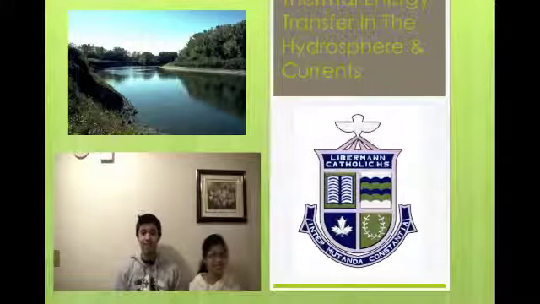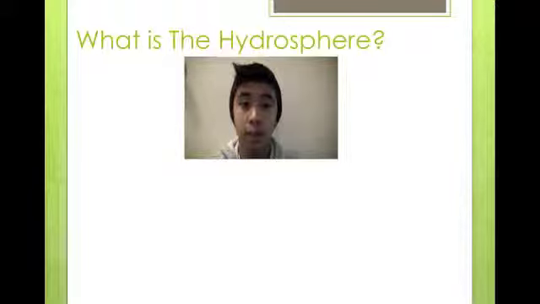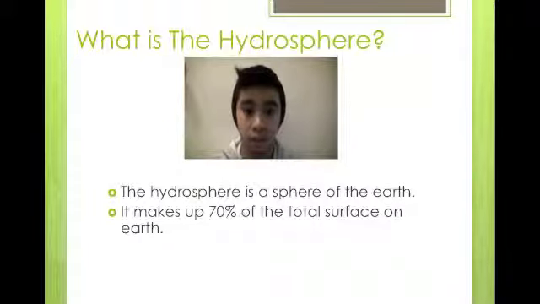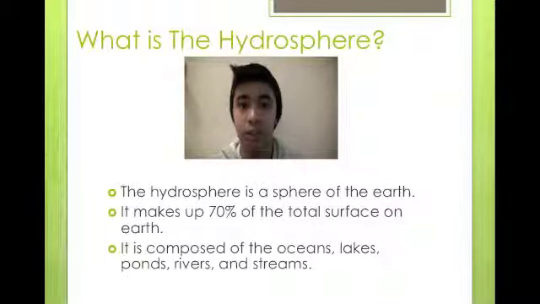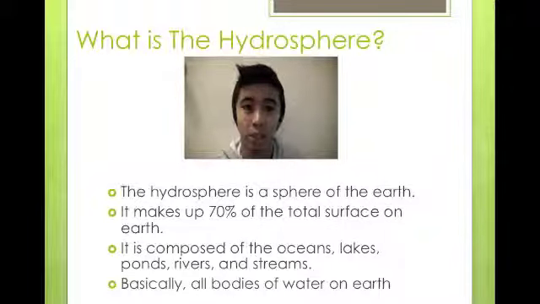Hydrosphere and currents. What is the hydrosphere? The hydrosphere is the sphere of the Earth. It makes up 70% of the total surface on Earth. It is composed of the oceans, lakes, ponds, rivers, and streams. Basically, the hydrosphere is all the bodies of water on Earth.